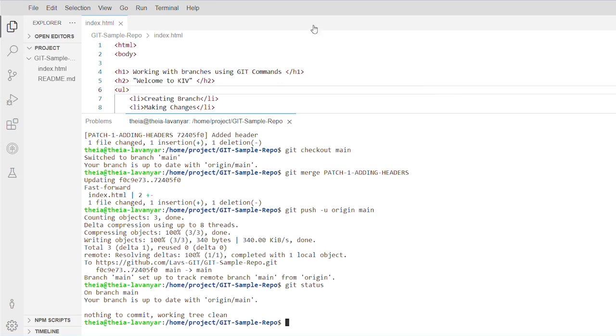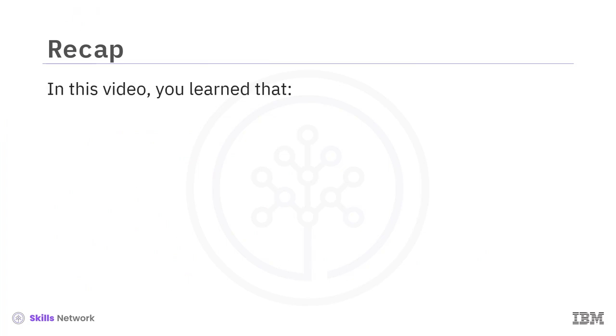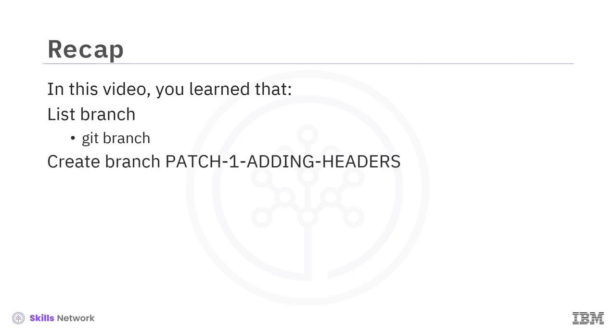That's it! You have come to the end of this video. In this video, you learned how to effectively work with branches using Git commands. You started by listing branches with the git branch command, then created the patch1 adding headers branch using the git branch patch1 adding headers command.